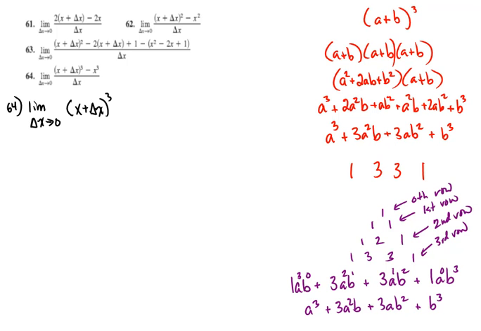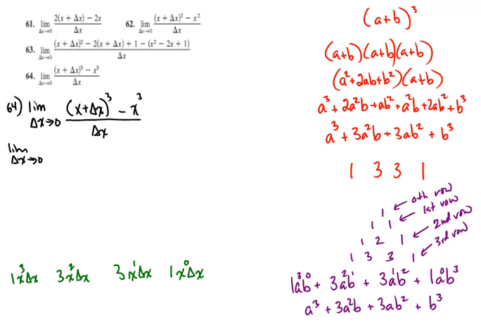We have the limit as delta x approaches 0 of x plus delta x cubed minus x cubed all over delta x. Alright, so the tricky part is to expand out x plus delta x to the third power. So since it's to the third power, I'm going to write this down at the bottom. We're going to start out with coefficients of 1, 3, 3, 1. Then each term will have an x and a delta x. Then we'll start with the x's. They start at 3 and work themselves down to 0. The delta x's will start at 0 and work up to 3.